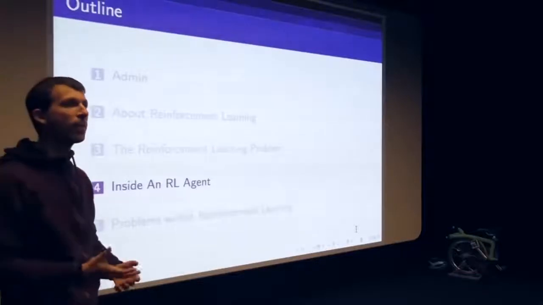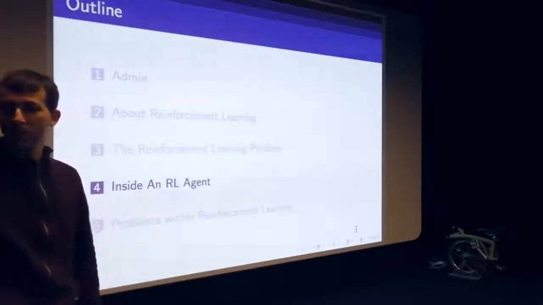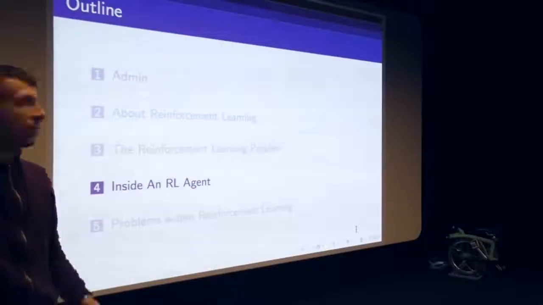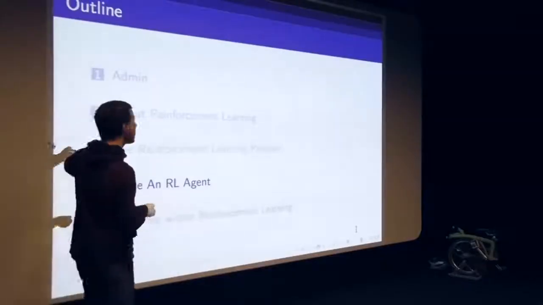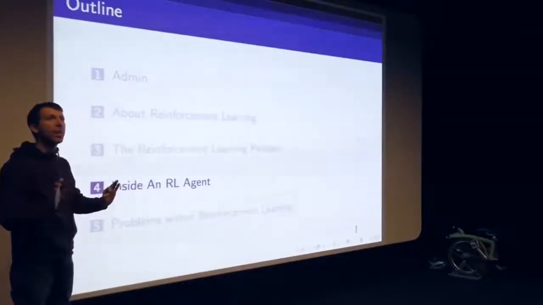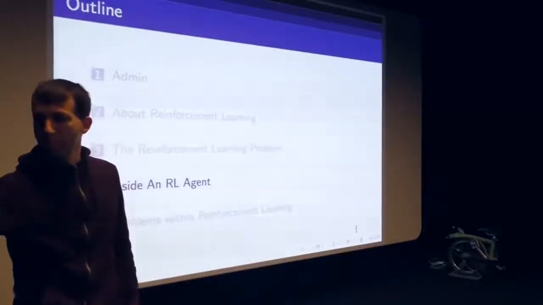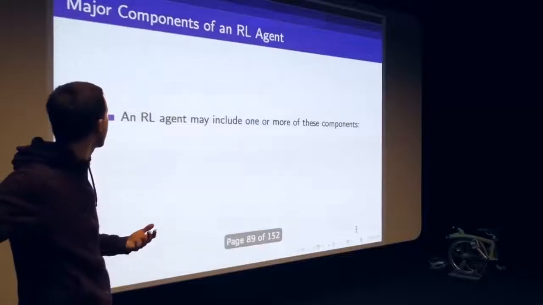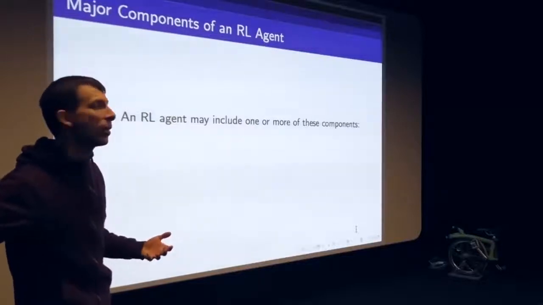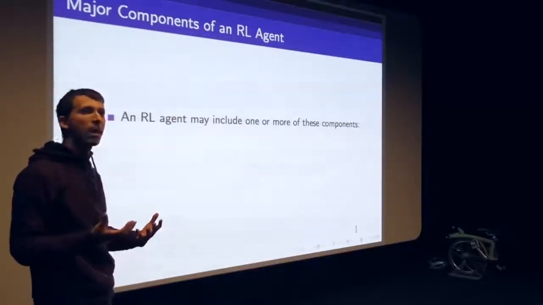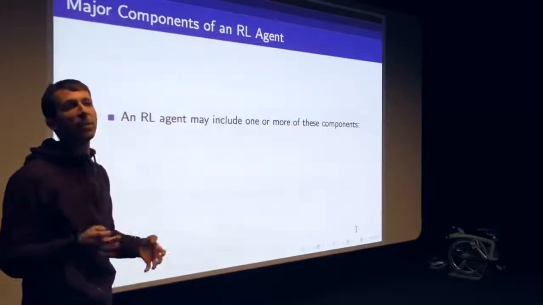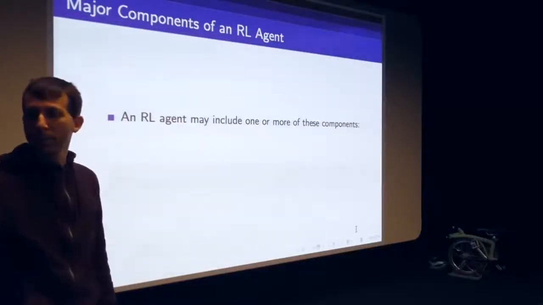Right. So let's open up an RL agent and see what's inside. So far, just to clarify, we've talked only about the problem. We haven't even mentioned how to solve the problem. We've just talked about what it is to define this reinforcement learning problem. So what I'd like to do is talk about the main components of an RL agent. What are the main pieces that go inside it? And I'm going to use that to build a bit of a taxonomy of how we talk about reinforcement learning.